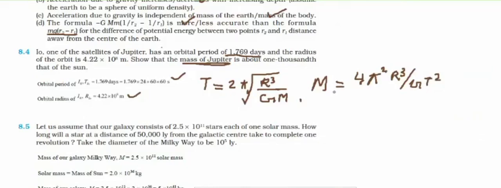And you are asked to prove that it is about 1/10 of the mass of the Sun. The solar mass, the mass of the Sun, is approximately 2 into 10 power 30 kilogram.